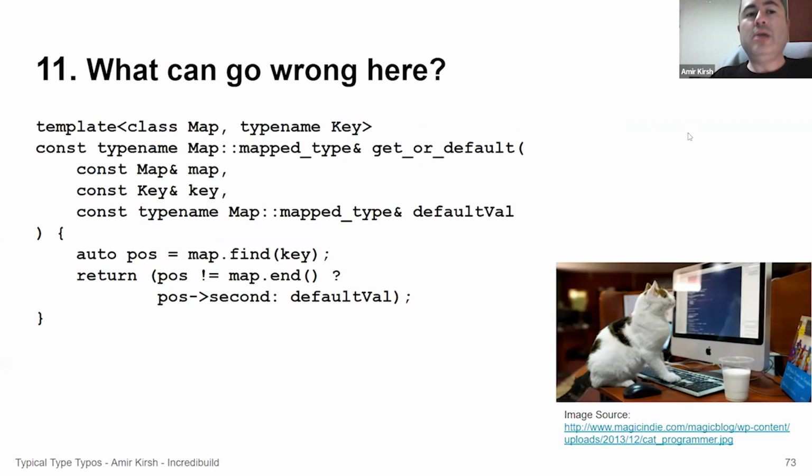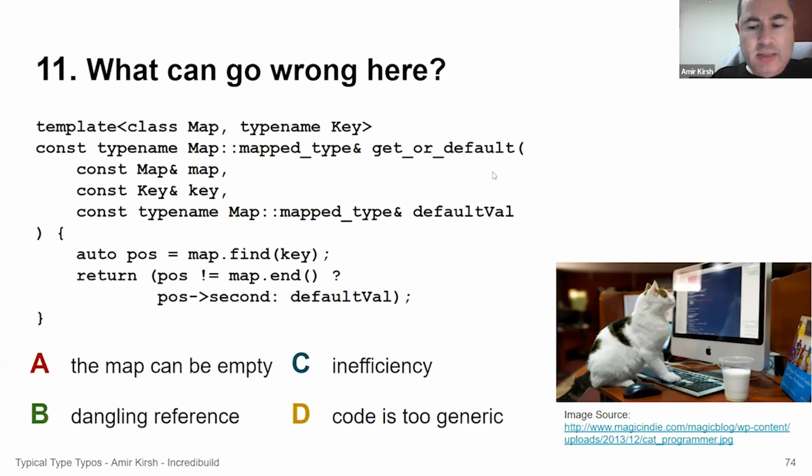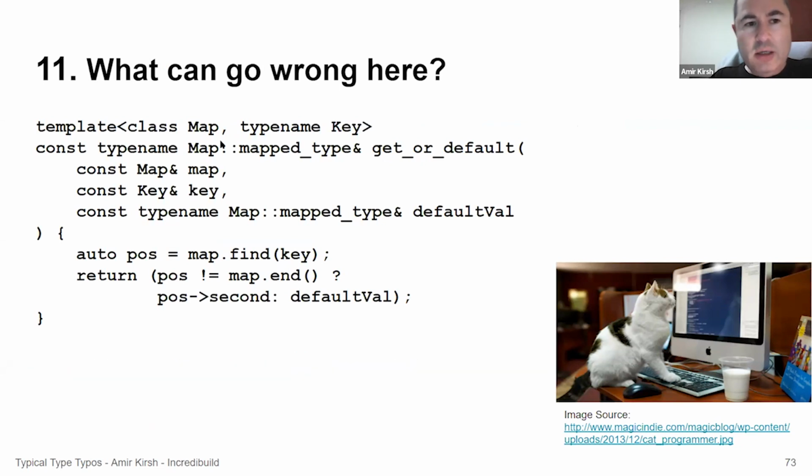What's wrong here? Oh, this is quite complicated code. Let's try to explain what we have here. Before we see the answers, what we have is a function called getOrDefault. The function getOrDefault returns the mapped type from a map. The mapped type is the value given the key. So you give me the key, and I return the value.